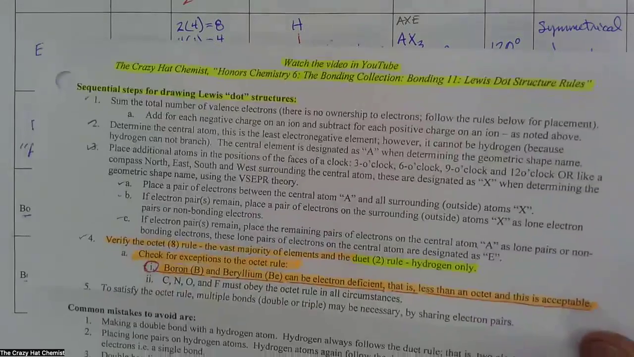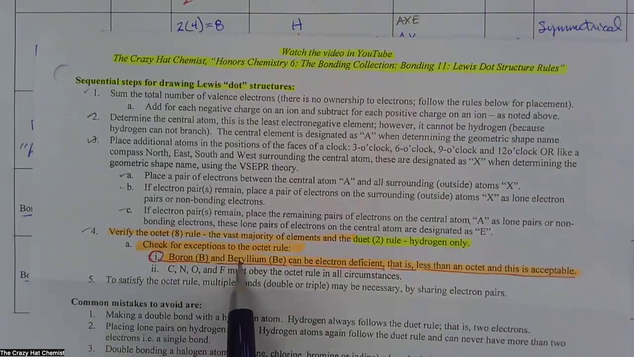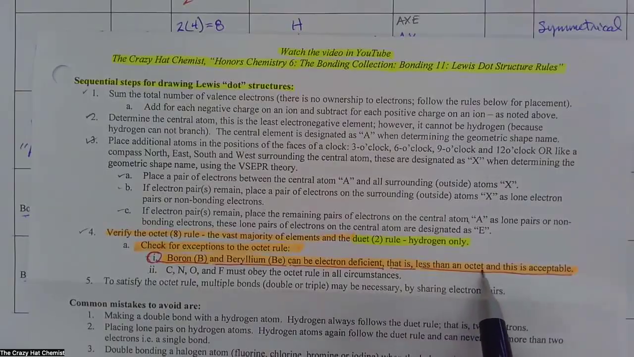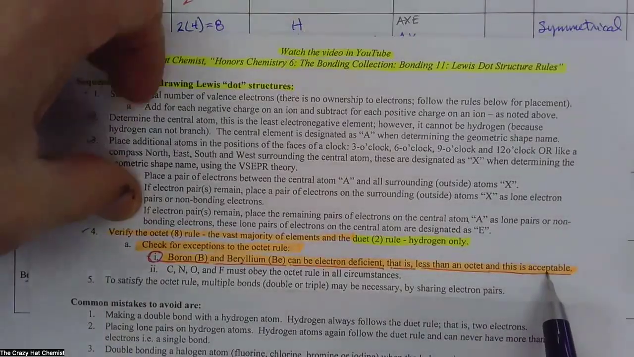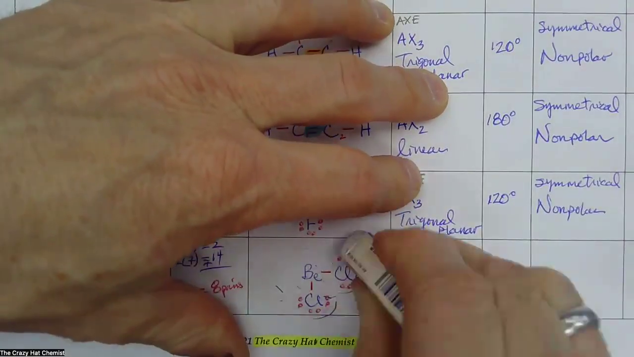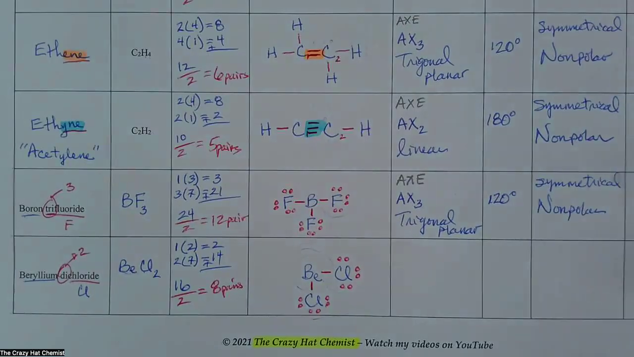Boron and beryllium can be electron deficient. That is less than an octet, and this is acceptable. This is beryllium. Is it less than an octet? Yes, it is. Is that acceptable? Oh, most certainly it is. Okay, so we're going to erase this, and this is okay. And another rule is you never double bond a halogen. Again, I'm going to make a separate video on that.